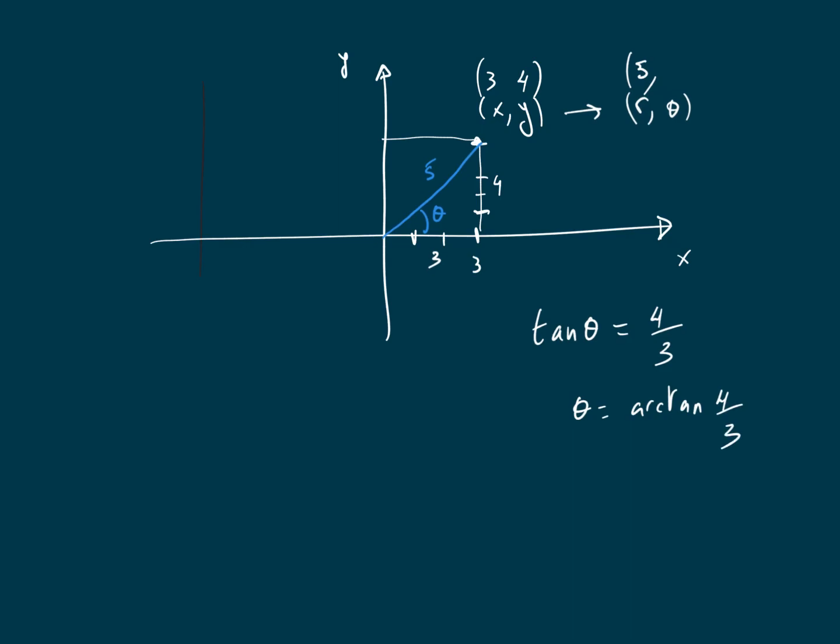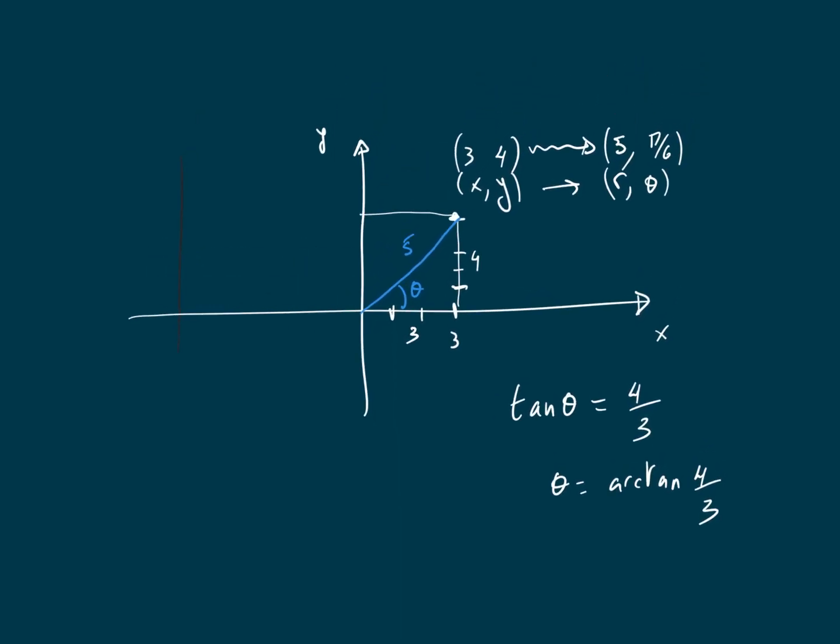Whatever the angle is, 30 degrees, or pi divided by 6, whatever. So theta, you will put it. Let's say that this is pi divided by 6. I don't want to take the calculator. It's not pi divided by 6 for sure, but let's say pi divided by 6. So we have converted 3, 4 into polar coordinates. So this is the r and this is the theta. Well, this is the x and this is the y. The point is exactly the same point.